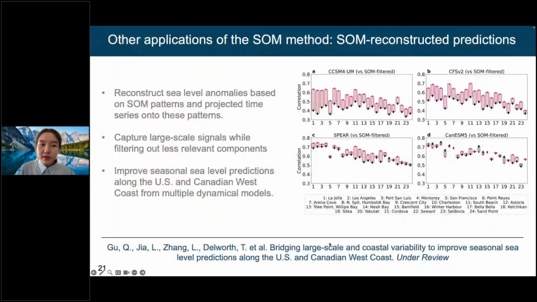In addition, in a more recent study during my postdoc, we also developed a reconstructed prediction method for seasonal sea level prediction along the U.S. West Coast region and Canadian West Coast. Specifically, we reconstruct the sea level anomalies based on the SOM patterns and the projected time series onto these patterns. And then we are able to capture the large-scale signals while filtering out less relevant components.